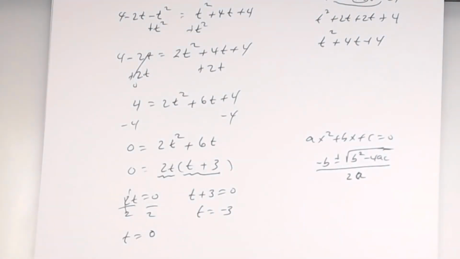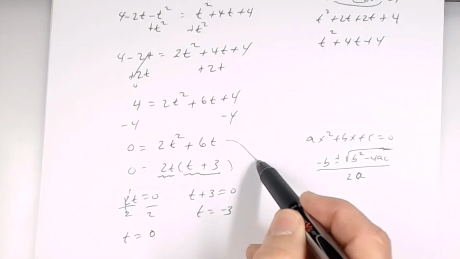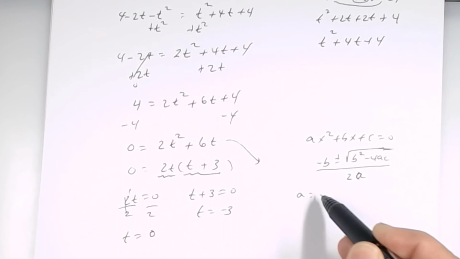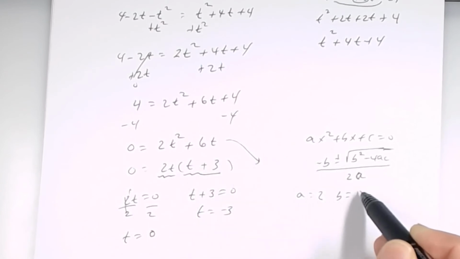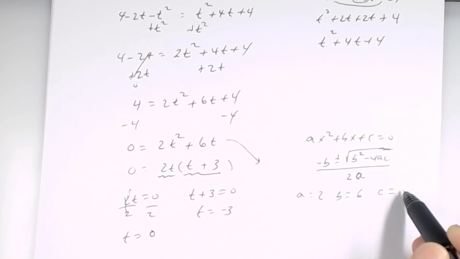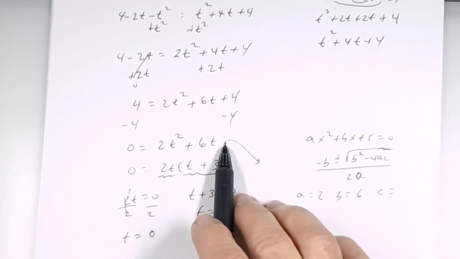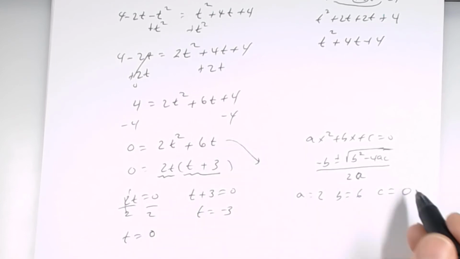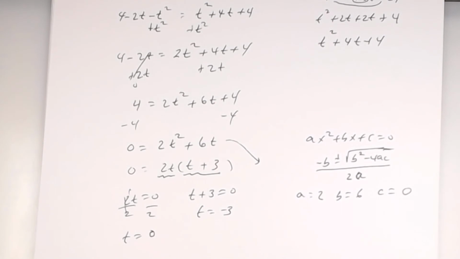All right, so if I look at this quadratic equation right here, what is a? 2. What is b? 6. What is c? What's my constant? You don't see a constant. So it's understood to be what? 0. So c is 0. So a is 2, b is 6, c is 0. There's no constant there. So make sure you see why c is 0.